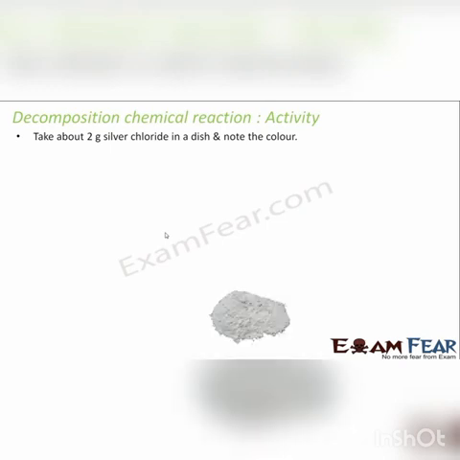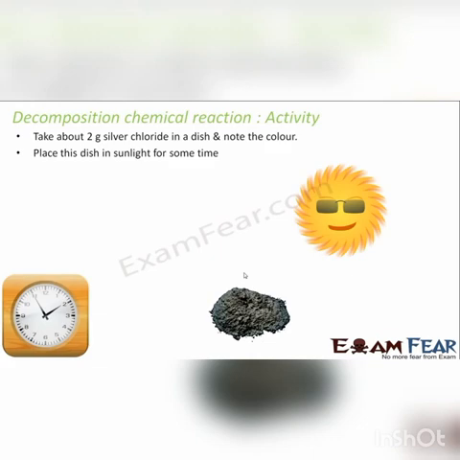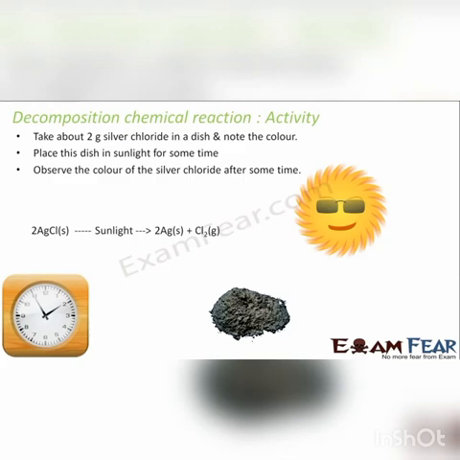We'll take one more activity. We take 2 grams of silver chloride. This is the silver chloride, and we'll note the color. We'll put this in the sun for some time. We'll have a stopwatch. Maybe after 1 hour we see that the color changes. It was white, it became gray, right? So let's see the color changes.